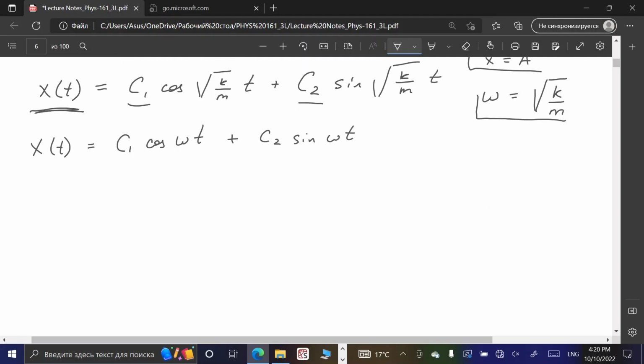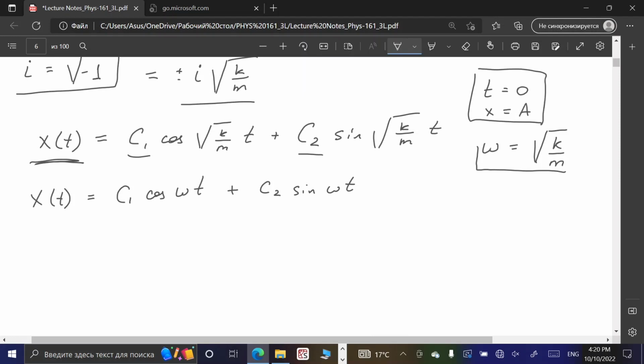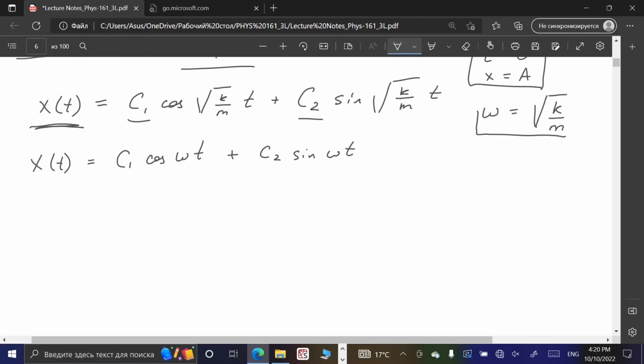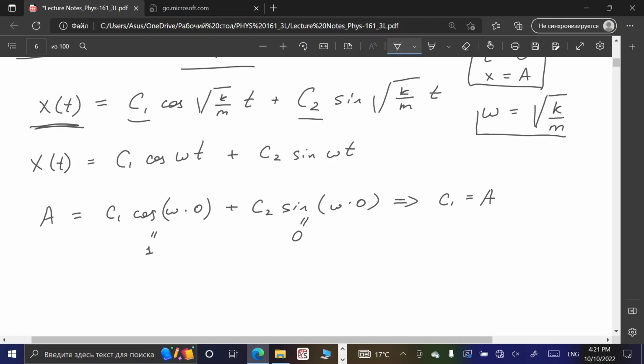Now we want to get the unknown c1 and c2. So we consider this boundary condition, t equals to 0, x equal to a. So we have a in the left side, then c1 times cosinus omega times 0, because t equals to 0, plus c2 times sinus omega times 0. So here, sinus 0 will be 0, cosinus 0 will be unity. That means from this condition, we can write that c1 is equal to capital A. So c1 stands for the amplitude value of displacement.